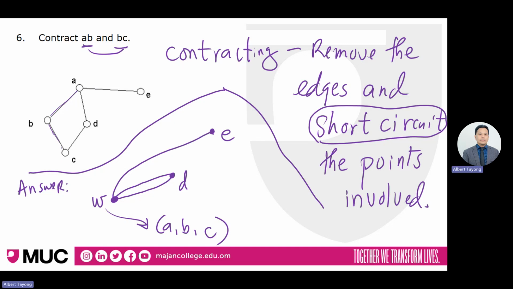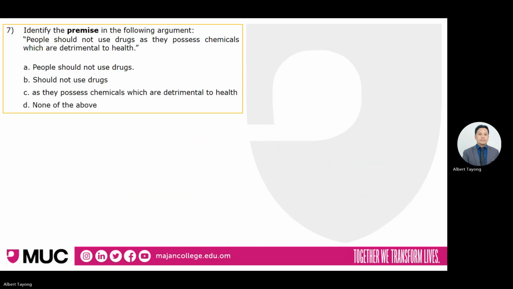This is our answer. Okay, so that is how to contract an edge or edges. We have to delete the edges or an edge and short circuit the points involved. And here the points involved are 3. Okay, so let's now proceed to number 7.